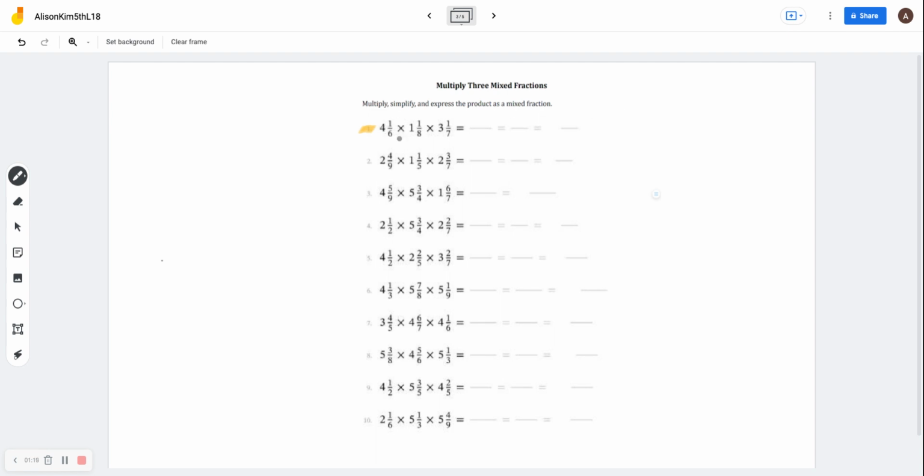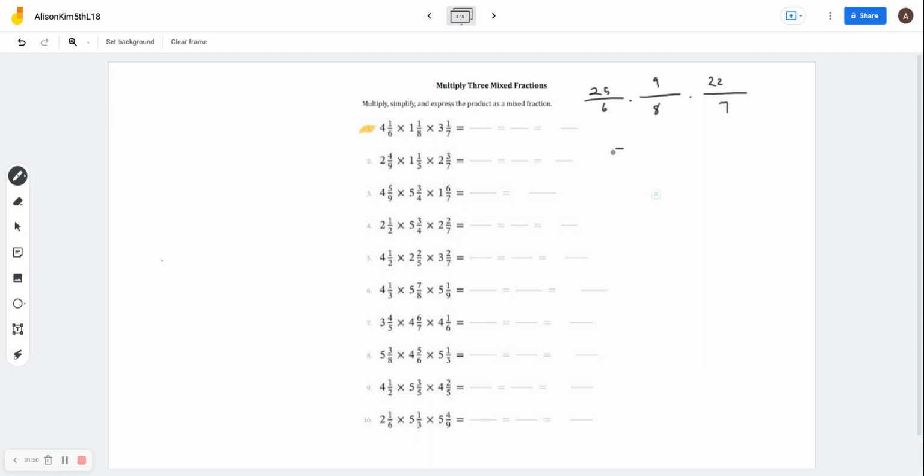So 4 and 1/6, I'm going to turn into an improper fraction. 4 times 6 is 24. 24 plus 1 is 25. And the denominator stays the same, so it's going to stay as a 6. And then I'm going to multiply by the next one, which is 1 and 1/8: 1 times 8 is 8. 8 plus 1 is 9, so it's going to be 9 over 8. And then the next fraction, 3 times 7 is 21. 21 plus 1 is 22. So it'll be 22 over 7.